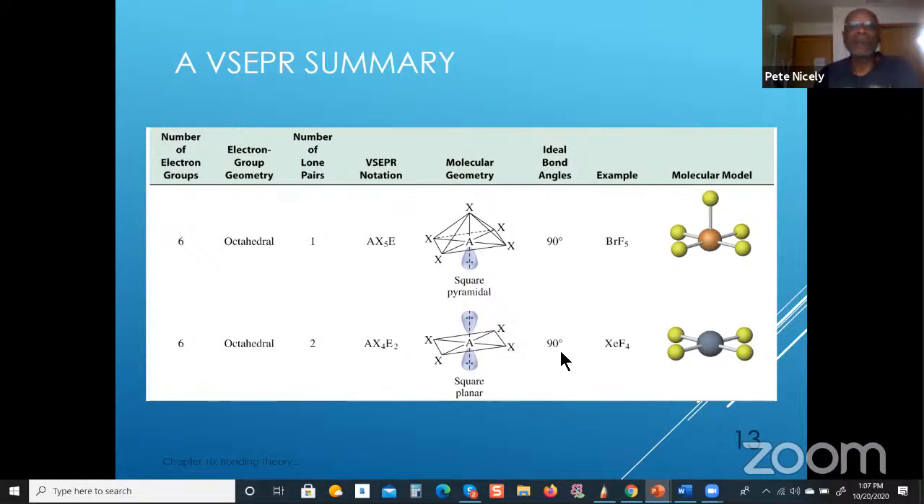The bond angles here will not be 90 degrees. This is incorrect, right? So please make a note of this. The bond angle here would be 120 degrees, all right? And an example of a molecule adopting that shape would be xenon tetrafluoride, and this would be the molecular model representation of that shape.